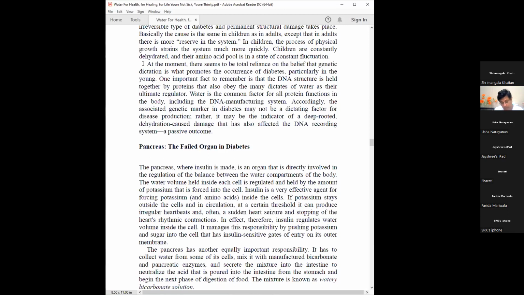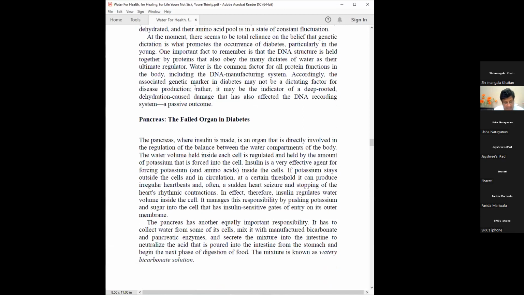A passive outcome, right. So again, water, we can stop here. Water is very, very important, right? It can affect the DNA that is being produced. And again, as the cells are growing, we need the DNA. We need the active ingredients for growth. So water becomes very, very important.